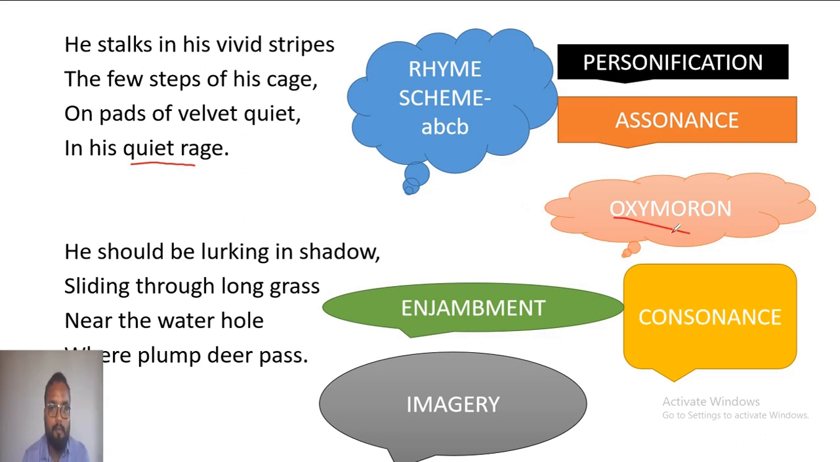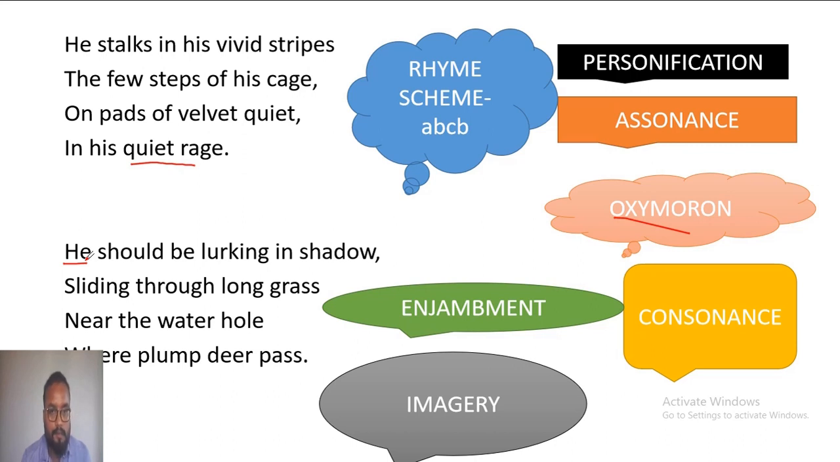Now coming to the second paragraph, again in the starting of the first line, "he" is used. So "he" again is for personifying the tiger. So it is personification again.